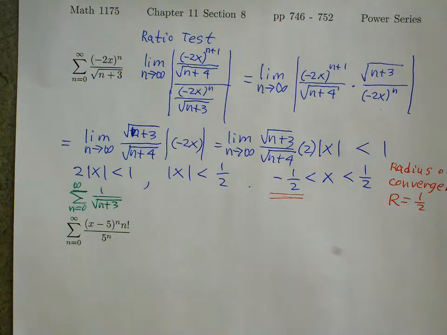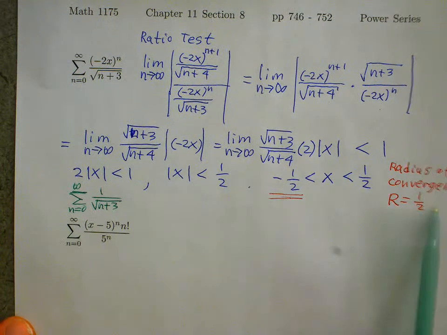So when you look at 1 over the square root of n plus 3, I think of comparing that with 1 over the square root of n, or 1 over n to the 1/2, which is a divergent series. We're out of time, so tomorrow we'll pick up from where we left off.